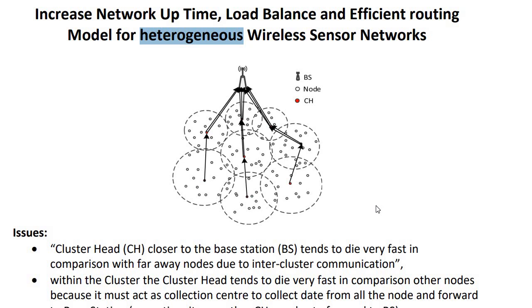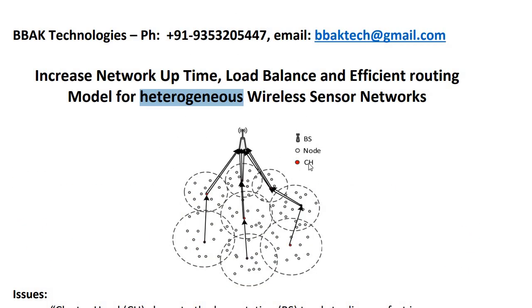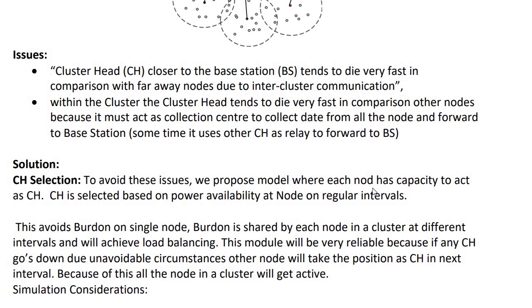They measure it in mAh. I forgot the unit for the energy measurement of the battery. That's fine, but they are different. That's why we call it heterogeneous. Heterogeneous means the battery capacity of the nodes is not the same. Each node may have its own battery and its capacity is different.